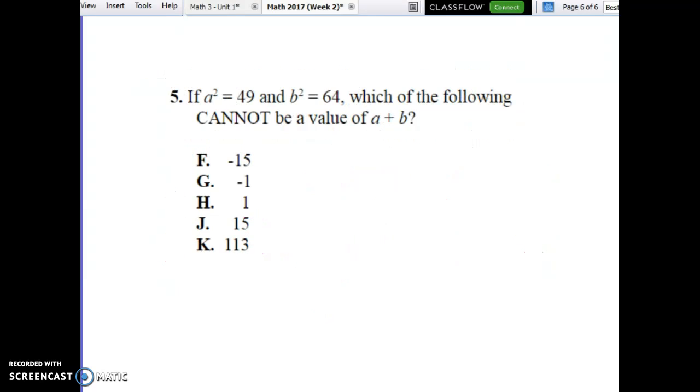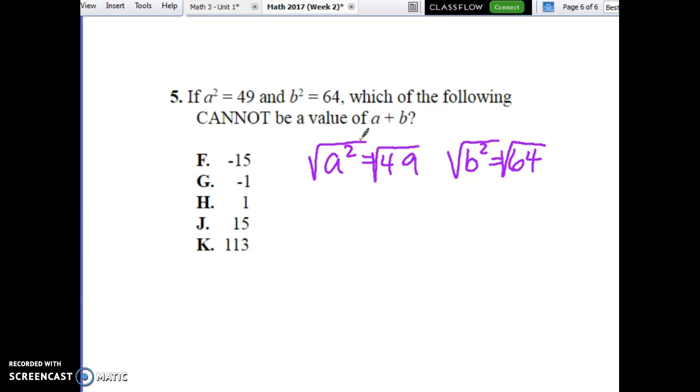So moving on to the last question for week 2. If a squared equals 49 and b squared equals 64, which of the following cannot be a value of a plus b? So a squared equals 49 and b squared equals 64. So if I want to solve these 2 equations in order to get a as well as b by themselves, I'm going to need to square root both sides of the equations in order to undo the squared power.